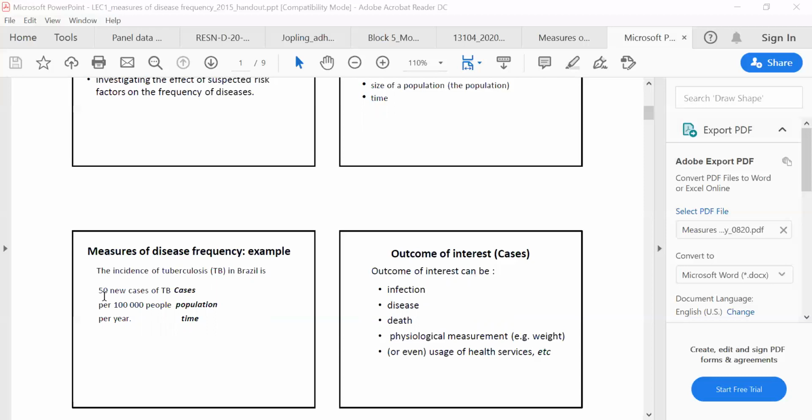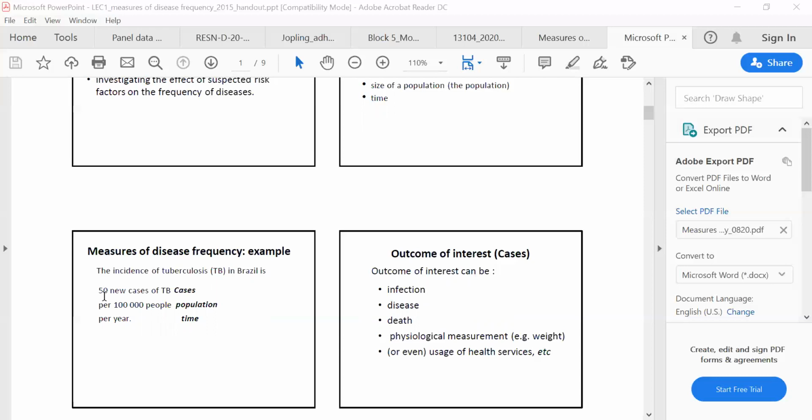If you just say 50, it might not make a lot of sense. But if you then put the population which you are referring to and the period which you are referring to, it really makes a lot of sense.